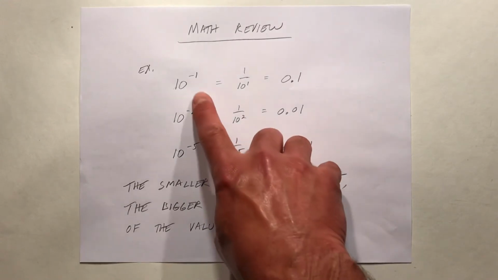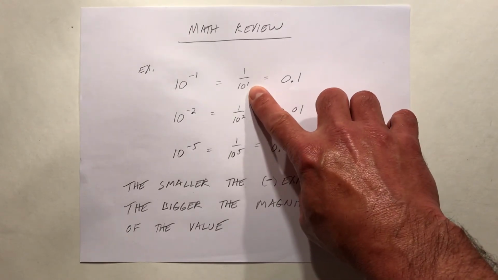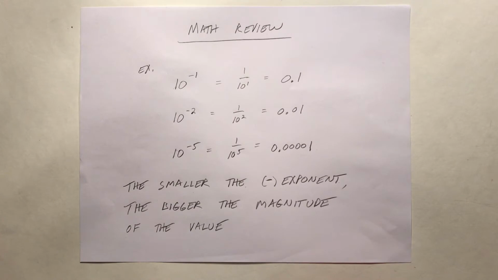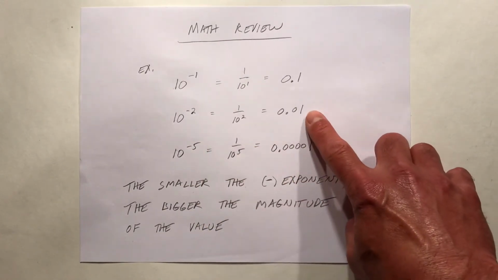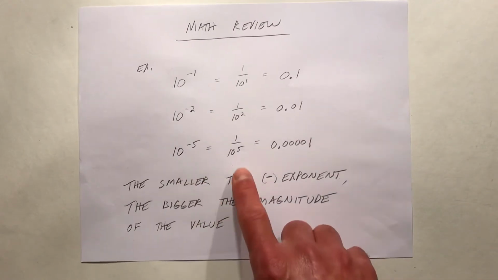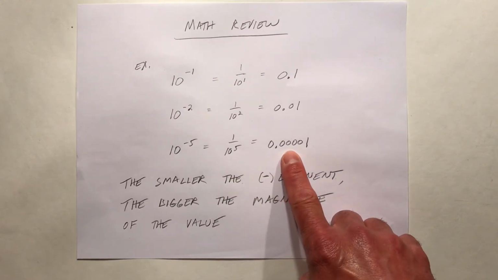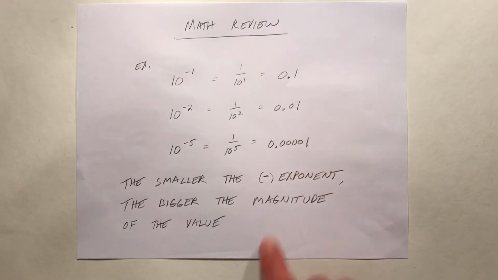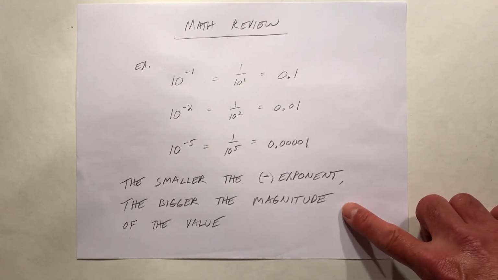Let's, for example, consider 10 to the negative 1 power. That's equal by definition to 1 over 10 to the 1 power, or 0.1. 10 to the negative 2 power is 1 over 10 to the second power, and that's 0.01. 10 to the negative 5 is equal to 1 over 10 to the 5, or 0.00001, where the 1 is 5 places to the right of the decimal. We can say that the smaller a negative exponent is, the bigger the magnitude of the overall value.